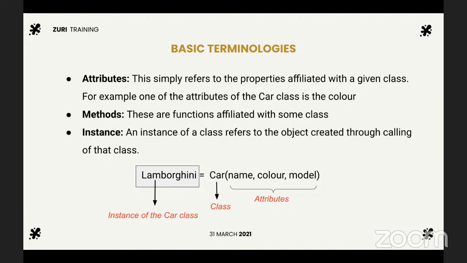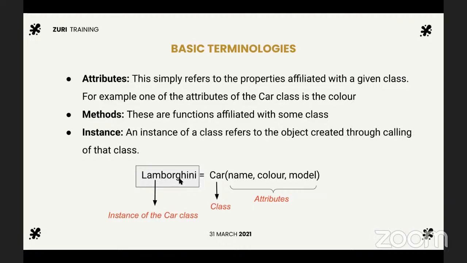And my colleague has discussed that in the previous class. So an instance, I use that term a lot also. An instance of a class refers to the object created through calling of that class. So this is more like the code example of what you do when you want to instantiate, when you want to create an object. For example, we have the car class, it has different attributes. You can specify them, the name, the color, the model. It takes in all those attributes. Then Lamborghini itself is what we call the instance of that class. It's an object created from that class.